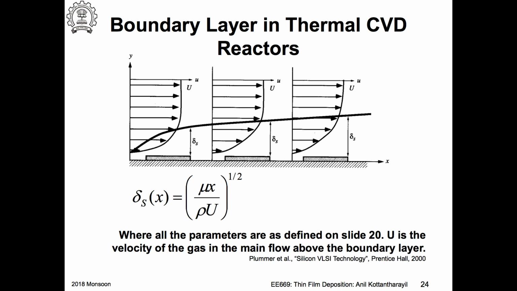Okay, this is something we have already seen, a boundary layer in a furnace, right? In a reaction chamber. So this is a furnace, and gas is flowing from this end to this end, and you develop a boundary layer, or stagnant layer, and this is the thickness of the boundary layer. Okay, so you have seen all these parameters, right? This is the viscosity of the gas, the density, the velocity, and x is the distance along this horizontal direction.